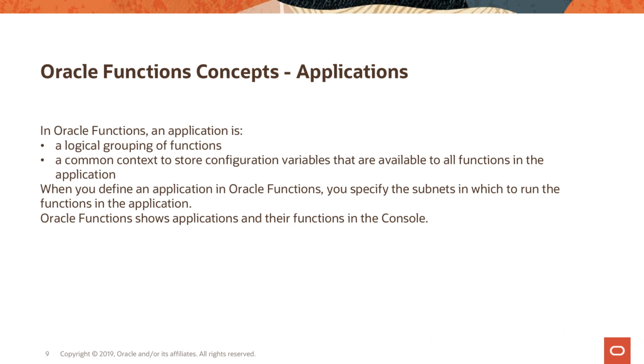Why it is important is because it provides a common context to store the configuration variables that are available for use by all the functions in an application. So let's say you have an application, and you have multiple functions in it. All the configuration variables in the application would provide the shared context that can be leveraged by these different functions. You can create applications using the console, and we'll look at that. But you can also create them using the FN project CLI, and you can also use the OCI API to do that.